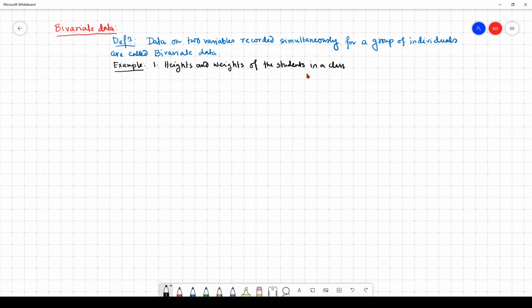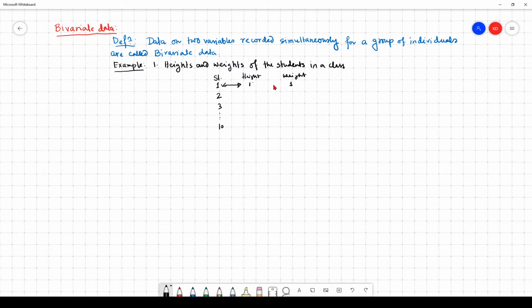So note that, suppose you have 10 students. Student 1, I denote by serial number 1, student 2, and so on. So you take height of student 1 and weight of student 1, then this is bivariate data. But if you consider height of student 1 and weight of student 2, then this is not bivariate data. Bivariate data means you take simultaneous observations from the same individual.